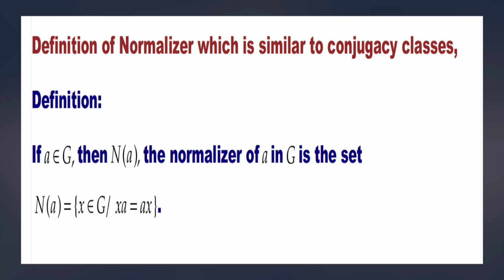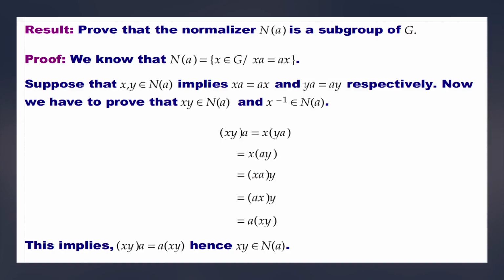Next one is the definition of normalizer, which is similar to conjugacy classes. Let us see the definition. If a belongs to G, then N(a), that is, the normalizer of a in G, is the set N(a) equal to x belongs to G such that xa is equal to ax. We know very well that the normalizer is a subset of a group. Can you think, will it form a subgroup? Then let's verify it in this result. See this result. Prove that the normalizer of a is a subgroup of G.